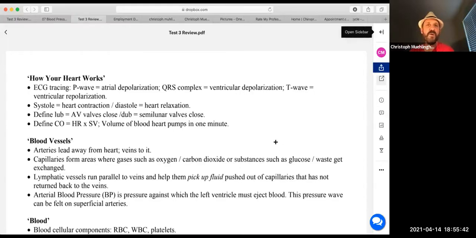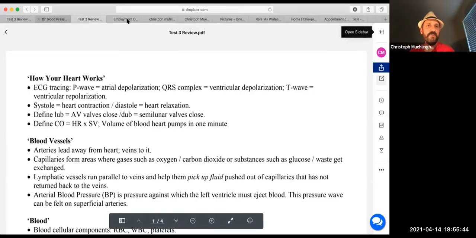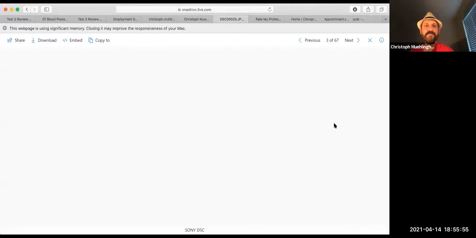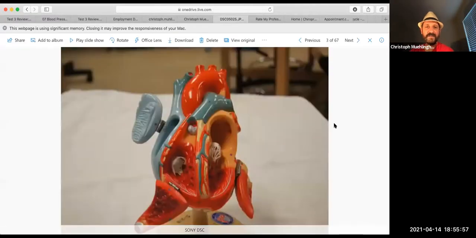So if you don't have a question, I have a couple more questions. I want you to take out a sheet of paper and I want to go through a couple of heart terms with you to finish up. And then we're done in a couple minutes. We're only on the heart. Where is my heart picture? There you go. There's my heart. Can you see my heart? Yes. Oh, there it is.